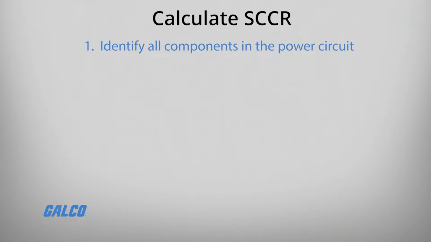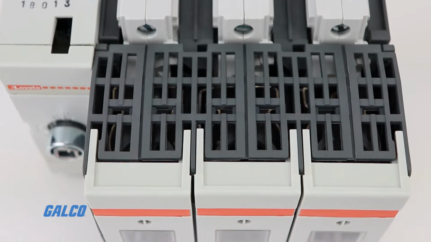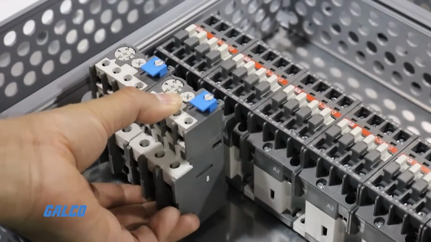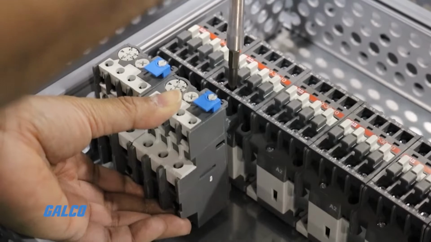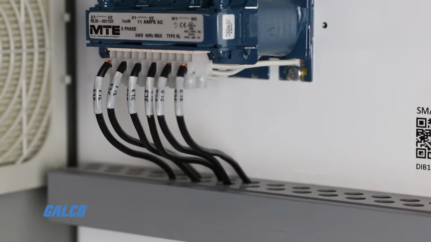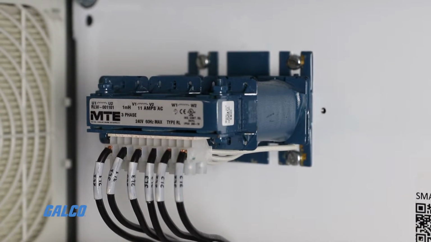To calculate the SCCR of the panel, first you must identify all components in the power circuit. These include disconnect switches, circuit breakers, fuse holders, overload relays, motor controllers, contactors, terminal blocks, and power distribution blocks.